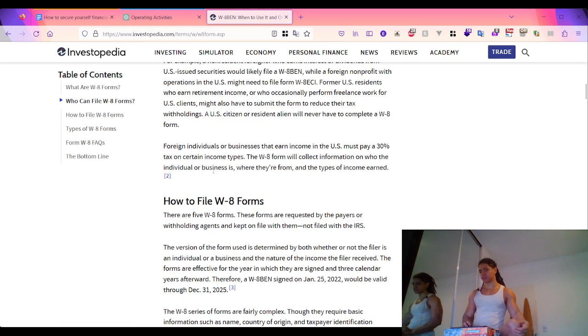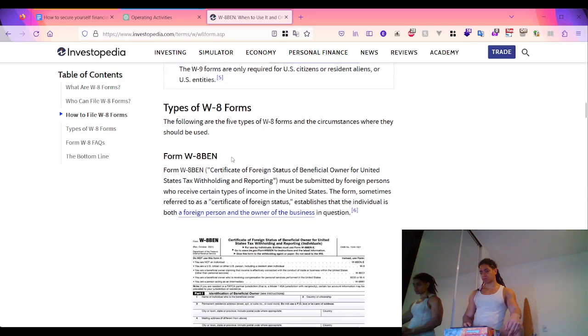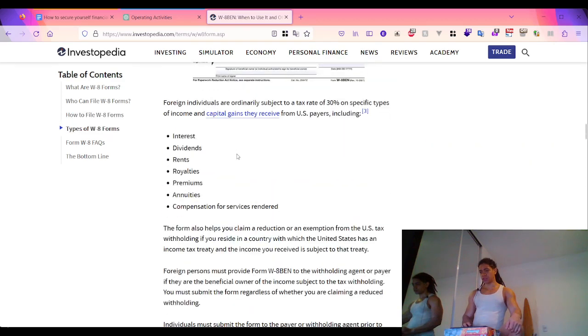So a foreign individual or business that earns income in the U.S. must pay 30% tax on certain income types. Foreign individuals are ordinarily subject to a tax of 30% on specified income and capital gains they receive from the U.S., including interest, dividends, rents, royalties, premiums, annuities, and compensation for services rendered.